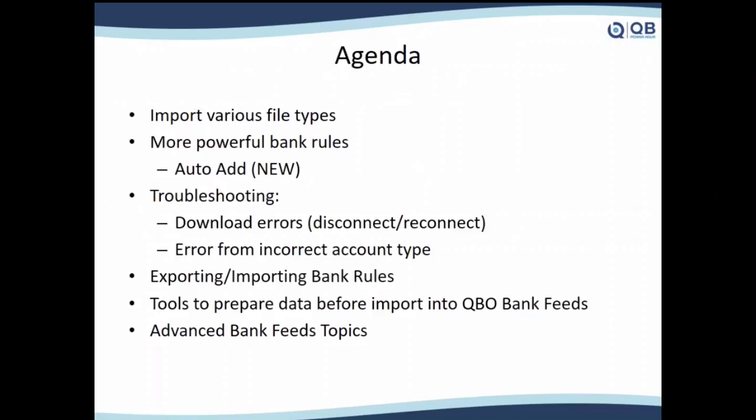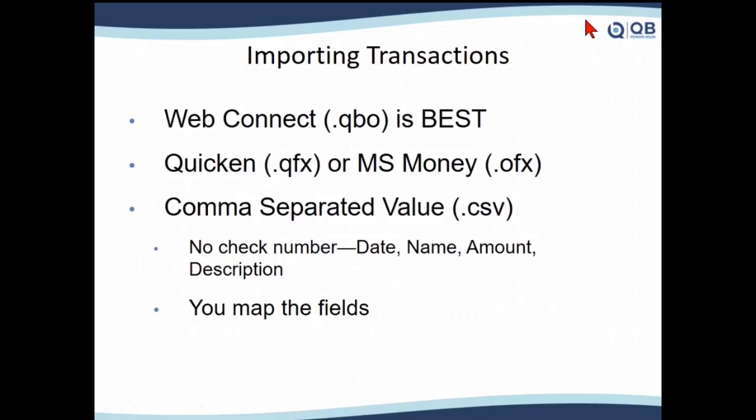So our agenda today, we're going to talk briefly about importing various file types. Then we'll talk more about some powerful bank rules and the new feature that just came out in the last week or so, the ability to auto-add. Then we'll talk about troubleshooting quickly on some download errors to disconnect and reconnect. And then another error that you might see when you're dealing with an incorrect account type. Then Hector will talk to you all about exporting and importing bank rules, tools to help you prepare the data before you import it into QuickBooks Online, and some alternative ways to import things, and then some other advanced topics. So let's go ahead and get into it.